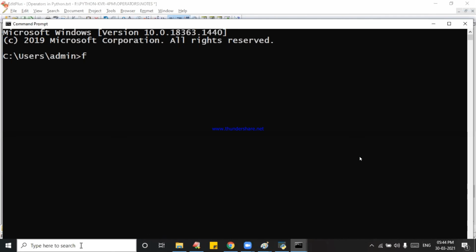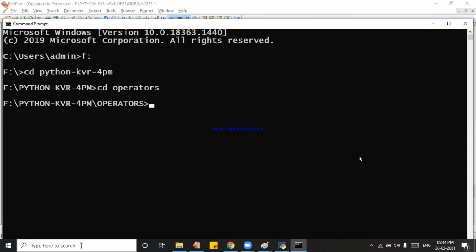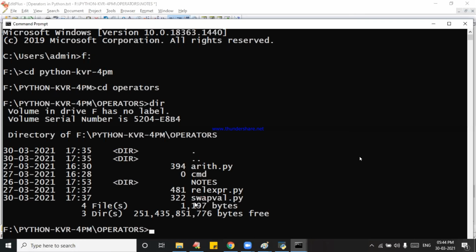F colon. My project is there in F colon. CD Python hyphen KVR, my batch name. Again I have operators. Operators is my topic name. Operators. Now I have the program in that. What is my program name? Here it is called swap value.py.